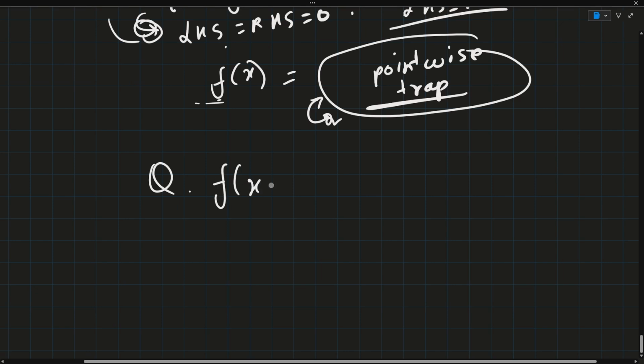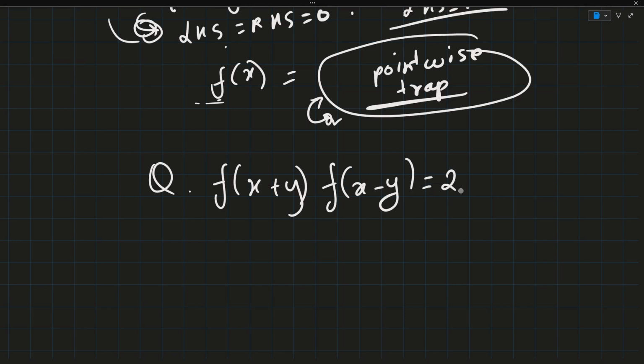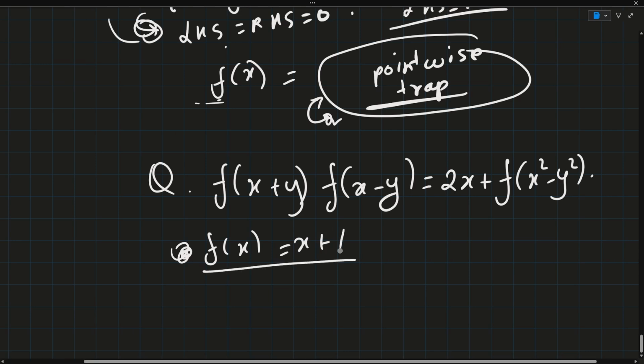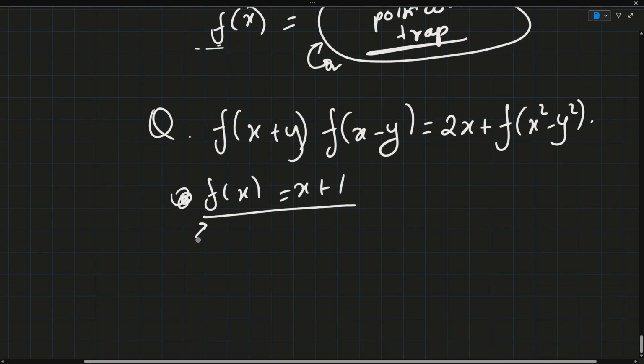f of x plus y times f of x minus y is equal to x plus f of x square minus y square. If you look at this question and take some time to guess the answer, you can see that f of x is equal to x plus 1 is a valid solution. So now we try to prove this, and now we try to obtain this and other possible solutions.